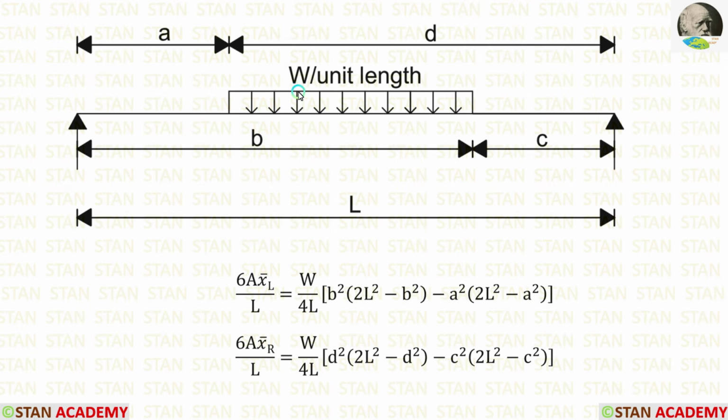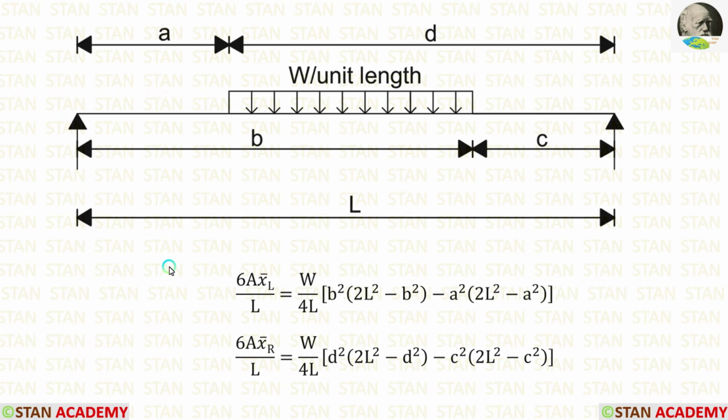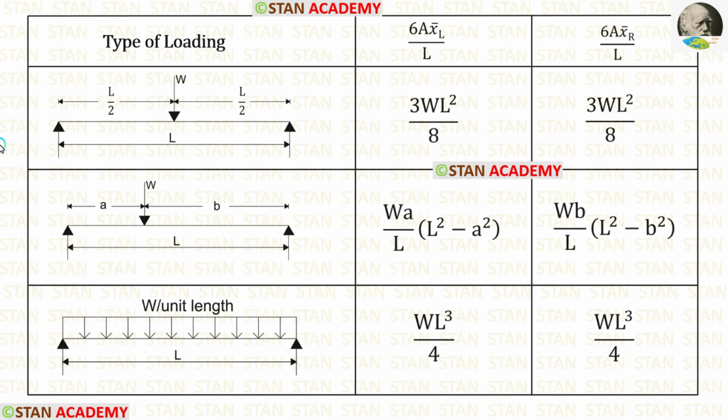Suppose UDL is acting at a distance of A from the left support and at a distance of C from the right support. The formulas are here. This is a very complicated formula, so I haven't done any derivation. Now let us tabulate the formulas. These formulas are very useful in analysis of the continuous beams.